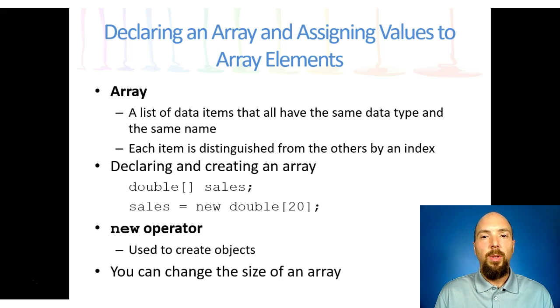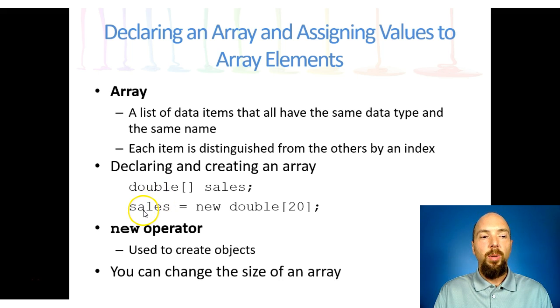So what we have to do is declare a memory space, and the way that we declare that we're creating an array is after our data type here, double, we include a set of square brackets, and then we give it a name. So the name of our array in this case is going to be sales. It's going to be an array that contains double values. So all of the values contained within the array are going to be doubles.